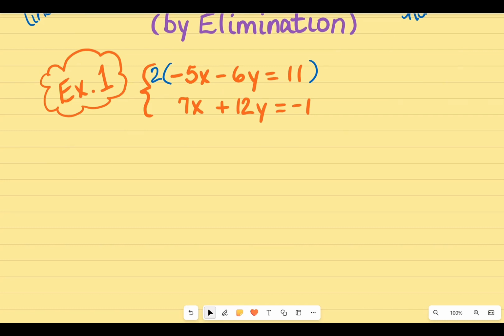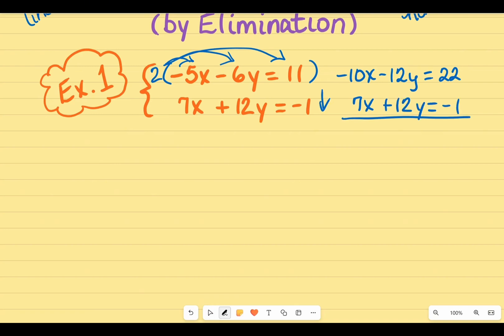So let's go ahead and rewrite this. 2 times -5, and notice I put the parentheses around all three terms because you have to distribute to everything. So that's what I'm doing right now. I'm distributing and I'm rewriting. So 2 times -5x is -10x. 2 times -6y is -12y. And that's set equal to 22, which is 2 times 11. And then I'm just going to rewrite what's currently there for that system.